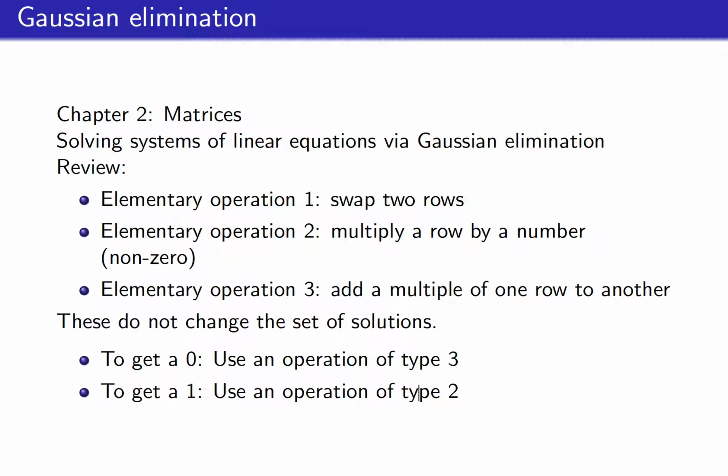So we've been covering Gaussian elimination. We've been doing that in section 2.1 of the book, and we're going to finish up 2.1, talk about 2.2, and let's just review where we've been.